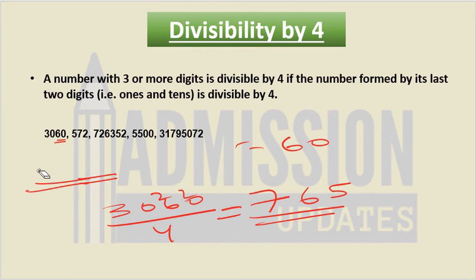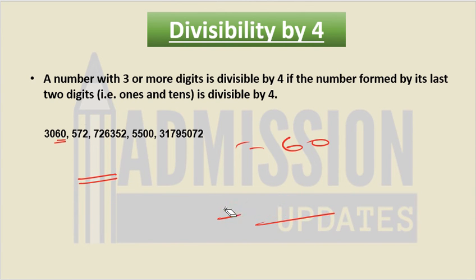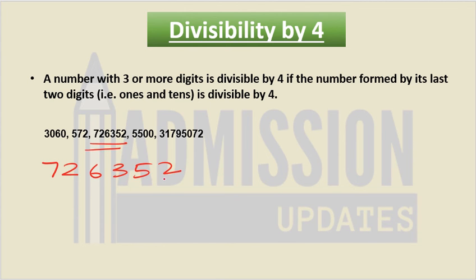Now let us check whether the next number is divisible by 4 or not. Next we will take this number, 726352. First we have to check these last two digits. For 52, whether 52 is divisible by 4, yes, we can say 52 is divisible by 4. 4 ones are 4, 4 threes are 12, 13 fours are 52. Then if the last two digits are divisible by 4, then this whole number must be divisible by 4.